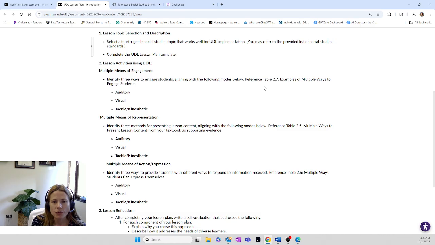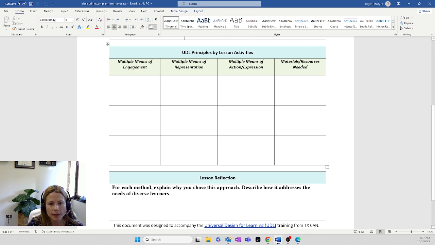You are going to have to use your textbook to help you with filling out this lesson plan, because there are tables embedded in the book that are going to give you a reference, if you will. And it's going to show you some examples of multiple ways to engage students. Your job is to pick out one for auditory, one for visual, and one for tactile kinesthetic. So when you put it in here for engagement, you would just put the materials you would need. Again, that is in your book.